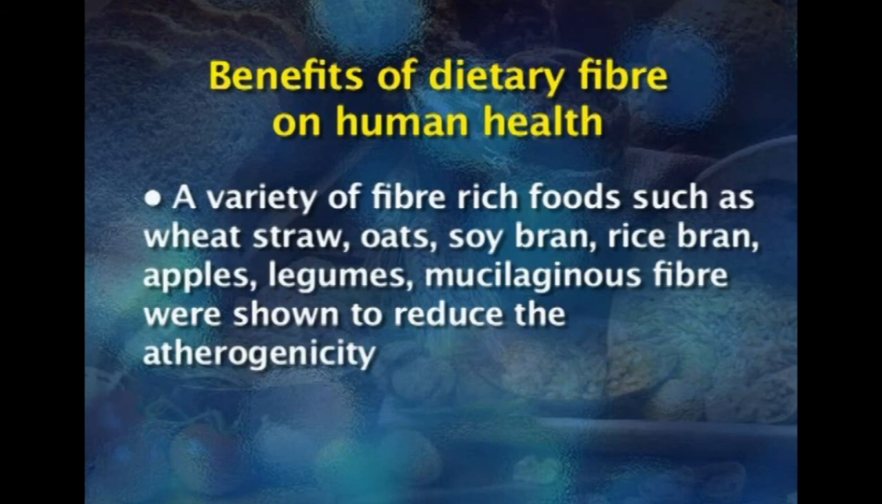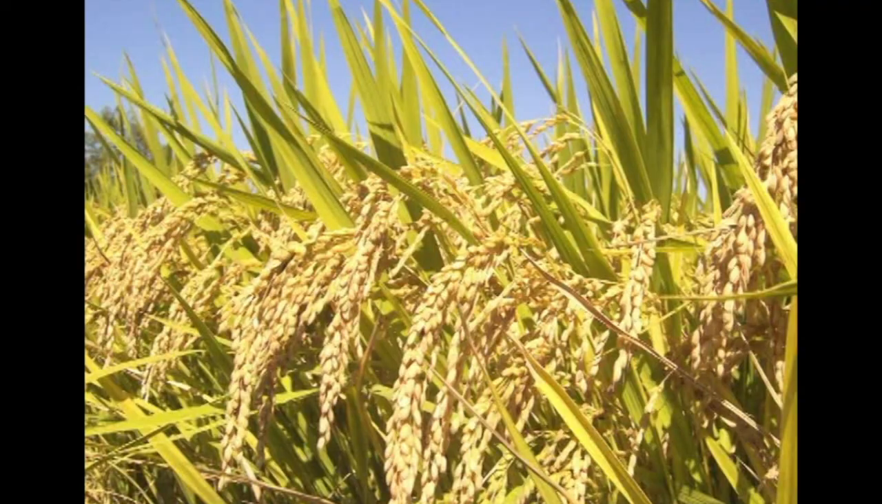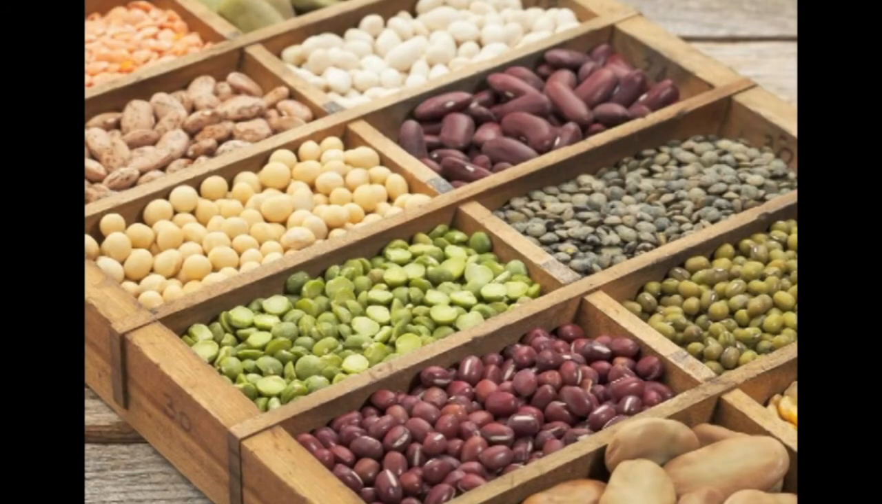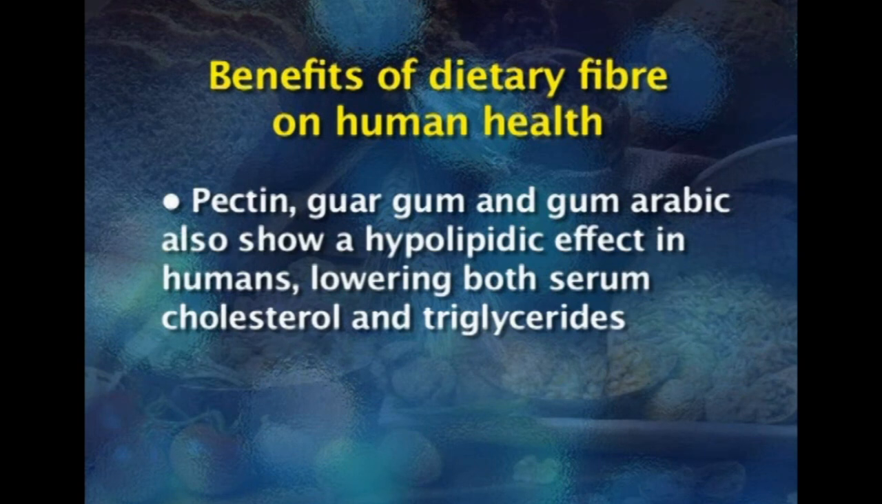vascular diseases. A variety of fiber-rich foods such as wheat bran, oats, soy bran, rice bran, apples, legumes, mucilaginous fiber were shown to reduce the atherogenicity of semi-synthetic diets with or without added fat and sterol. Pectin, guar gum and gum arabic also show a hypolipidemic effect in humans, lowering both serum cholesterol and triglycerides.